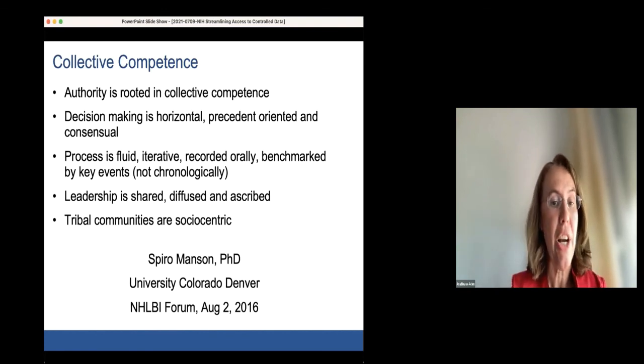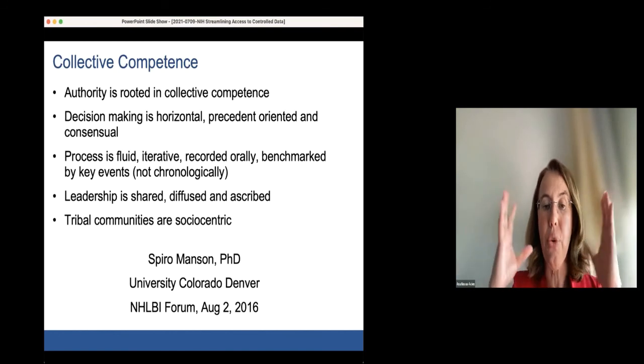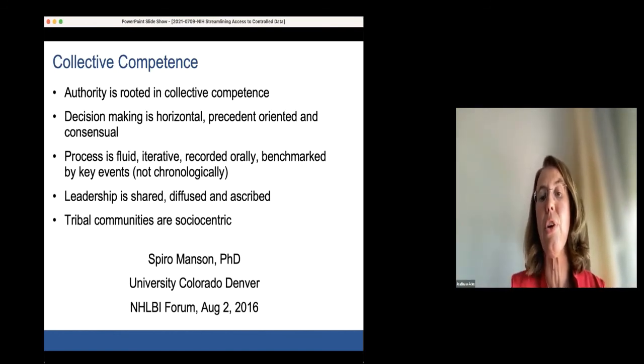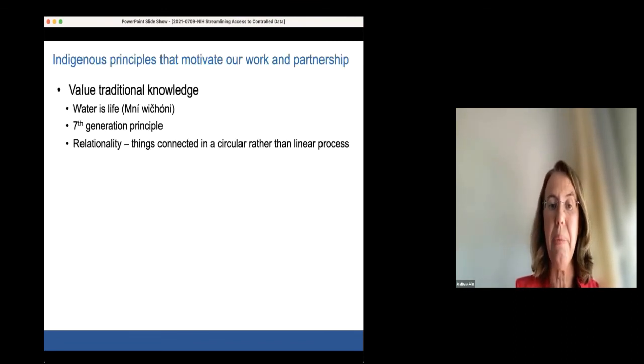Also leadership is shared, and not necessarily is the theoretical leader the only leader. There might be leaders in the community that can be very regarded and very important to incorporate and to respect and celebrate, that tribal communities are sociocentric and have a lot of input to our mainstream society.